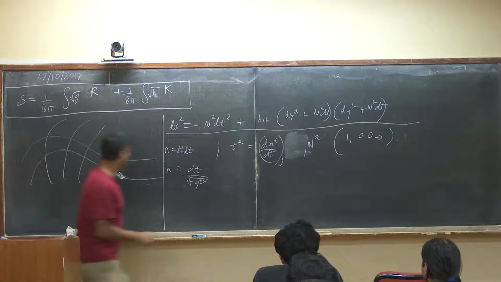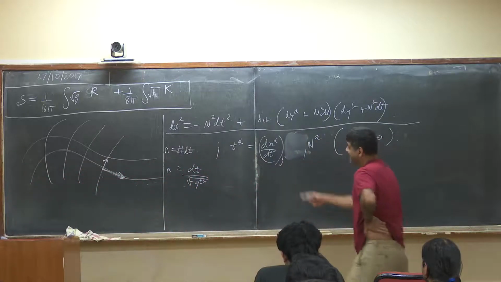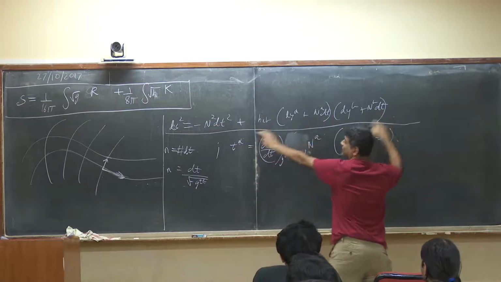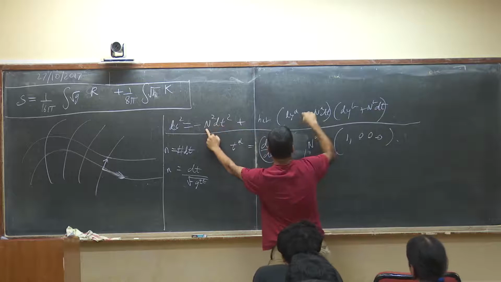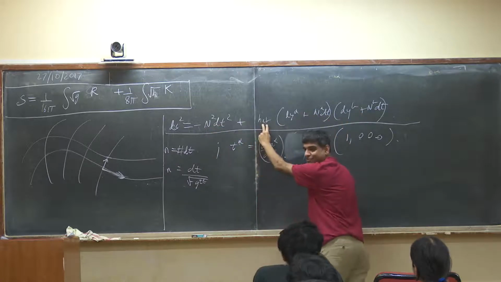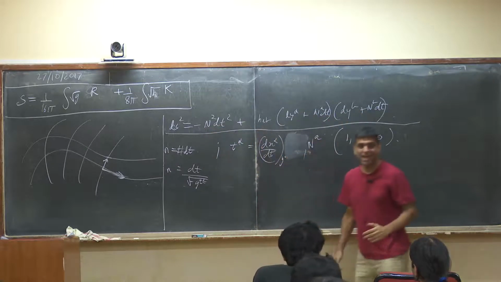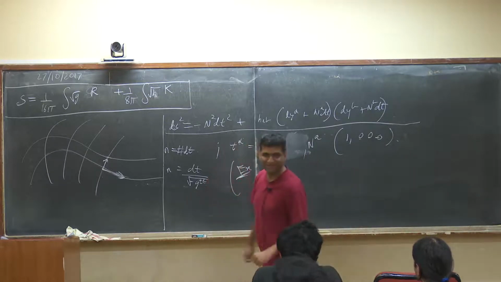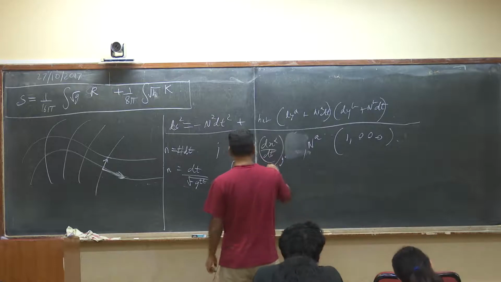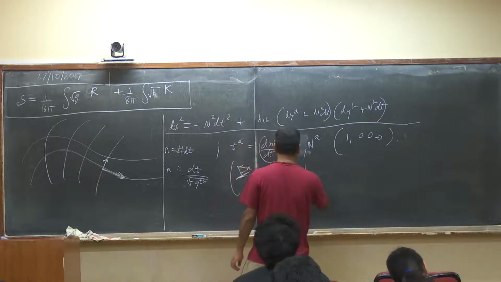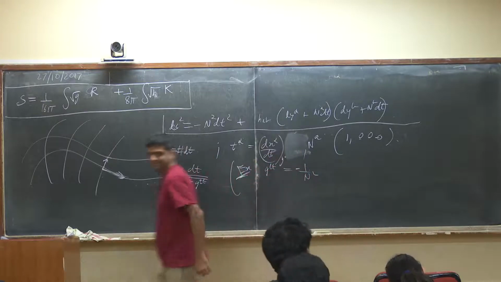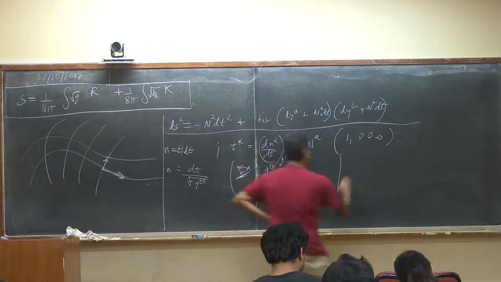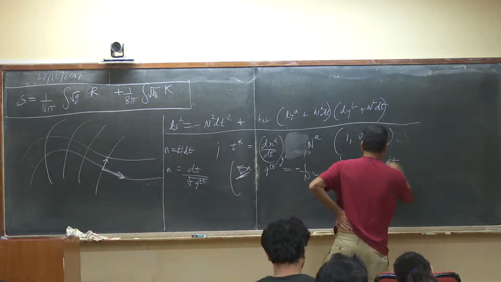Now, g_tt with lower indices is N squared plus N_A N_B contracted through this h. But g^tt with upper indices, a small exercise, is just 1 by N squared. So this n is equal to dt divided by N.